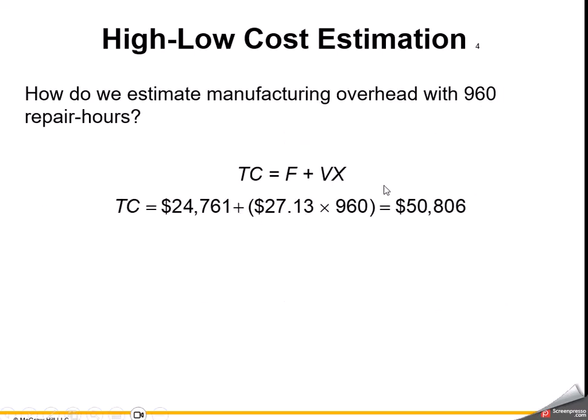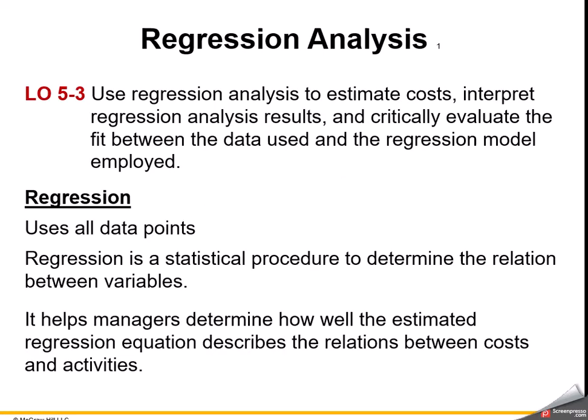And then we could estimate it at any repair hours. We could say, okay, what if we have 960? So we slide that 960 into the X. The V represents our variable cost per unit, and F is that fixed cost. So that 960 is what we could switch around to see what we estimate the total cost to be for planning purposes.